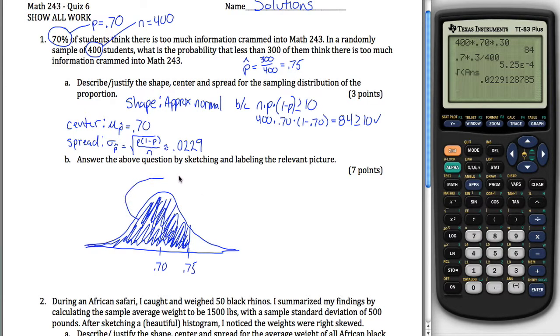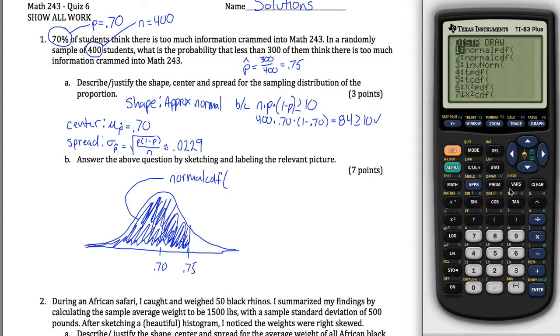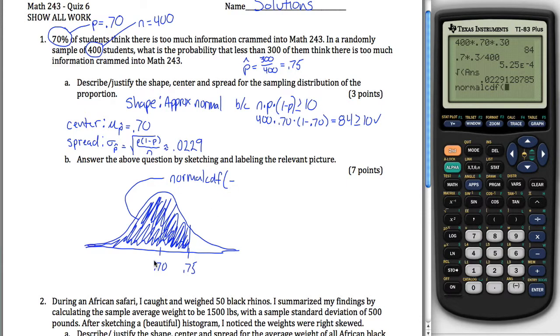So I want to figure out that probability. The way I can figure it out is by using normal CDF. When you're using the normal CDF function, which is under the distribution menu, I'll hit second and then variables. I tell it the left bound, so I want a large negative number. The largest that my calculator will understand will be negative E99. And my right bound is 0.75. My center is 0.70. And my spread is this mess. The square root of 0.7 times 1 minus 0.7 divided by 400.